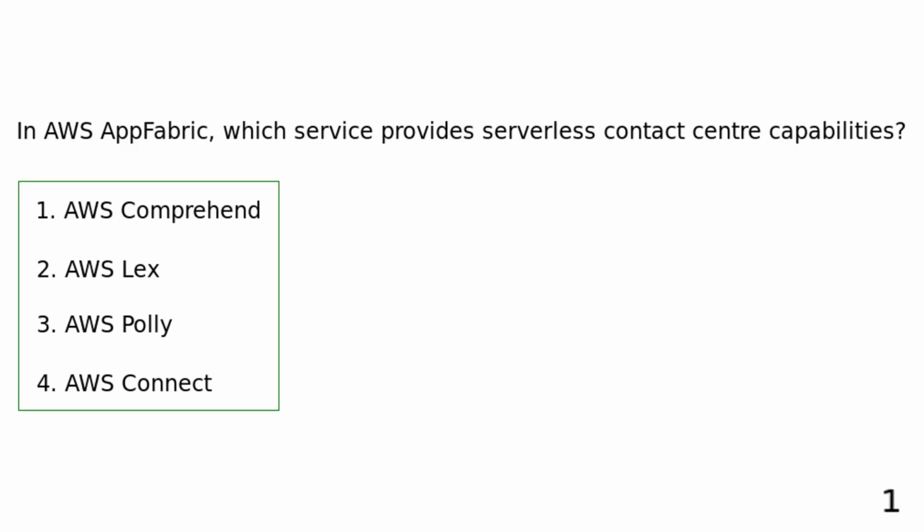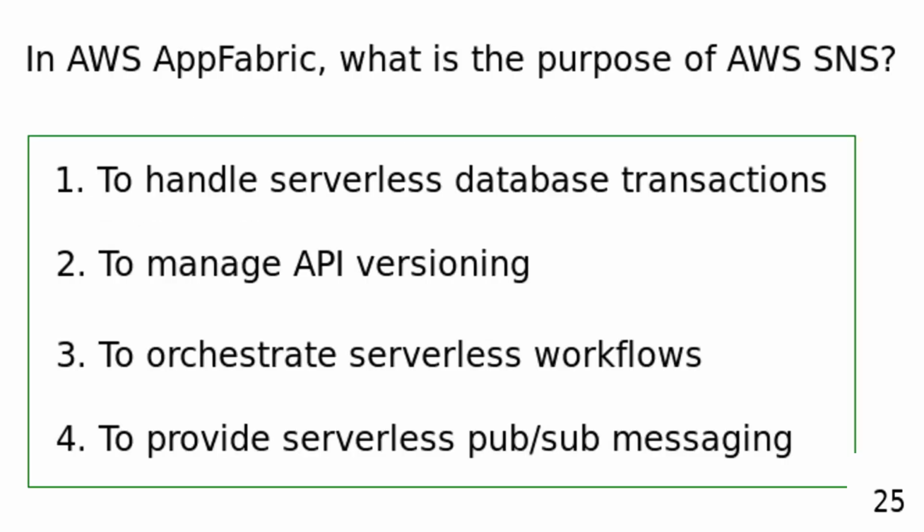AWS Connect in AppFabric offers a serverless, omnichannel contact center solution that scales on demand, allowing businesses to provide superior customer service without infrastructure management. In AWS AppFabric, what is the purpose of AWS SNS?